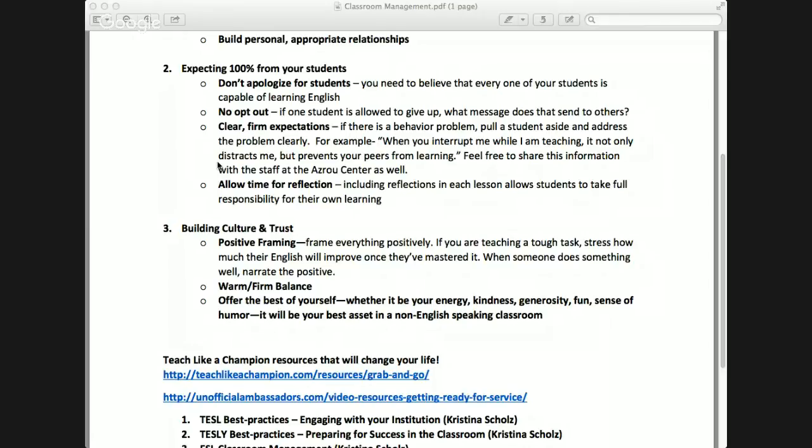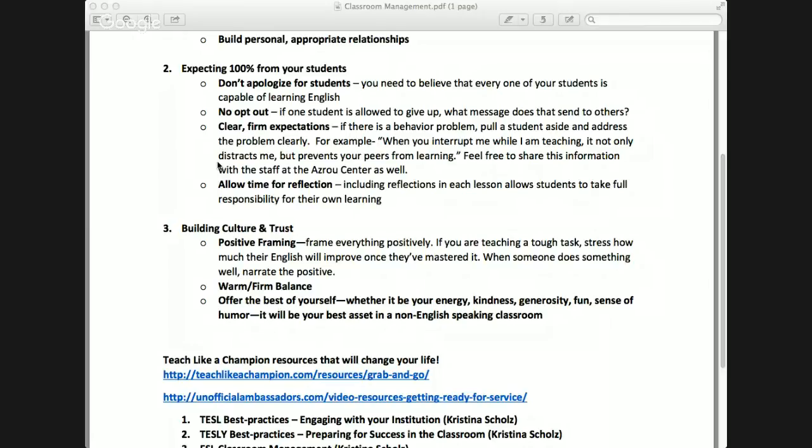And once you've addressed the behavior problem with the student, if it persists, you should feel free to share that with the staff at your school. But again, this is just a way of setting guidelines for your classroom that ultimately will make your lessons more effective. If students are speaking out of turn and interrupting you, the rest of the class is not going to be able to learn. So it's just a way of setting those really high expectations from the get-go.